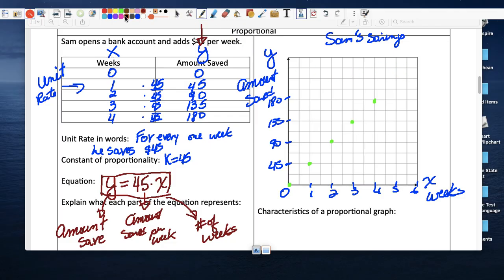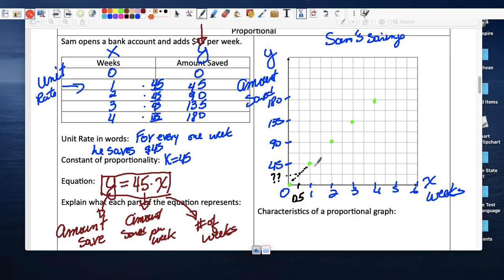So let me explain what I didn't explain in the previous example. 0 weeks, $0. What about half a week? Does he have any money saved? Well, the answer is no, because he doesn't put any money in midweek. He puts it in at the end of the week. So you actually have to wait until the end of the week to put in 45. So these dots here have no meaning in the context of this problem. So after 1 week, he has 45.